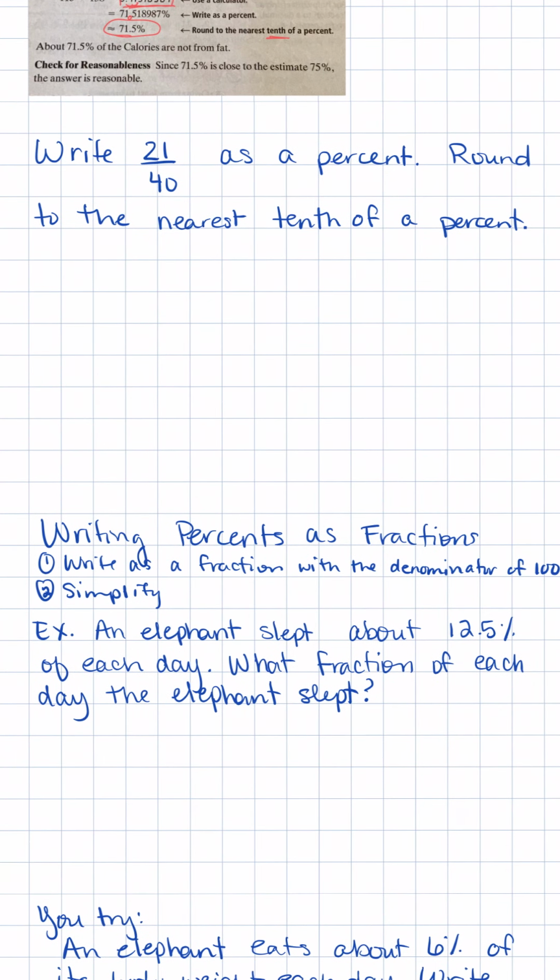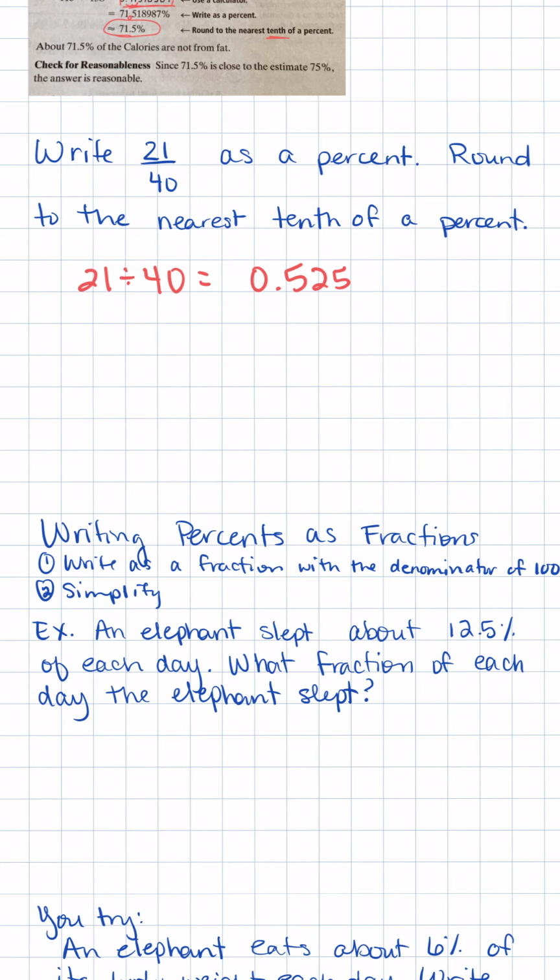So if we look at this, write 21 out of 40 as a percent. Round to the nearest tenth of a percent. So if we just take 21 divided by 40, we get 21 divided by 40 equals 0.525. So this is a decimal. We want to turn it into a percent.